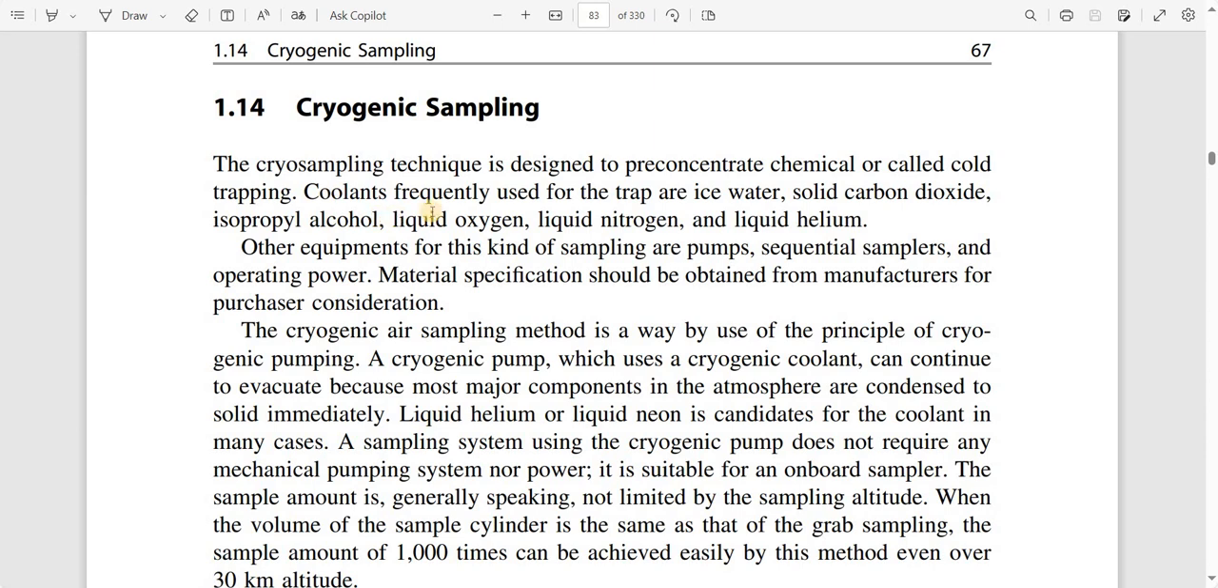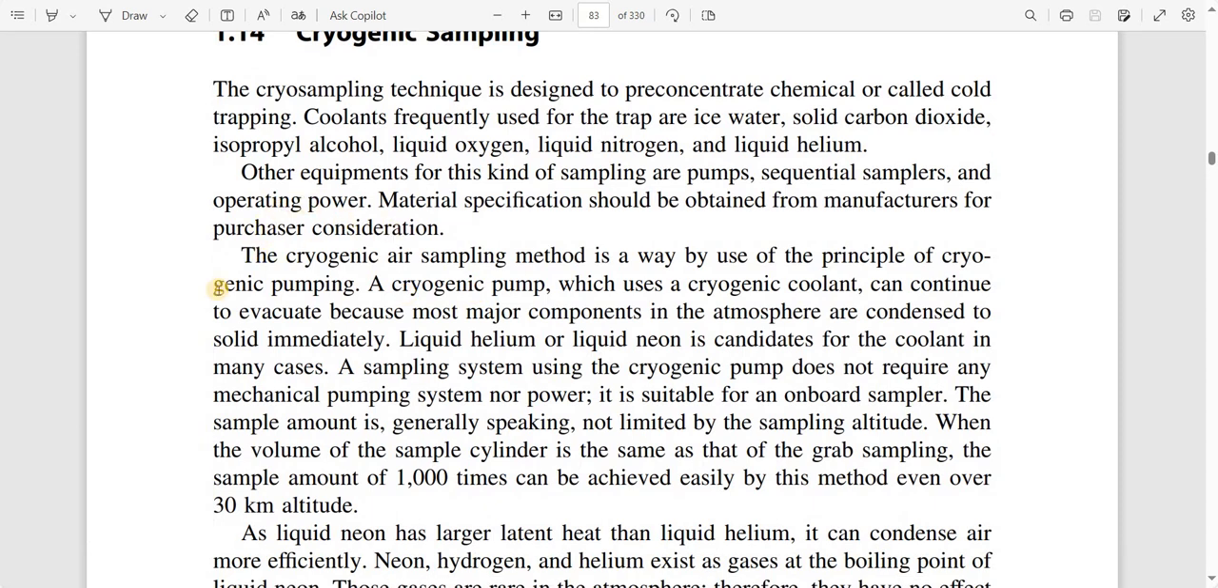Coolants frequently used for the trap are ice water, solid carbon dioxide, isopropyl alcohol, liquid oxygen, liquid nitrogen, and liquid helium. Other equipment for this kind of sampling are pumps, a sequential sampler, and operating power. Material specifications should be obtained from the manufacturer for purchaser consideration.